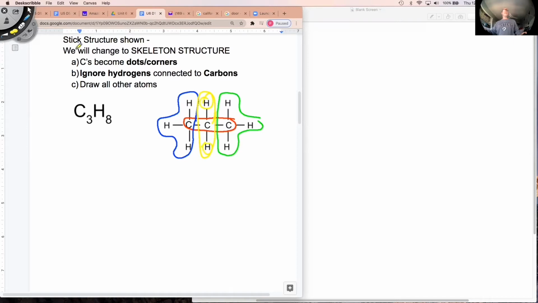Now, if we take a look, we can see that each carbon still has 4 bonds. Let me change the color on that one. So the red carbon has 1, 2, 3, 4. This middle carbon, whatever color that was, green or something, has 1, 2, 3, 4. And then this last carbon, we'll make it blue. This one has 1, 2, 3, 4. So you can see that the carbons are attached.